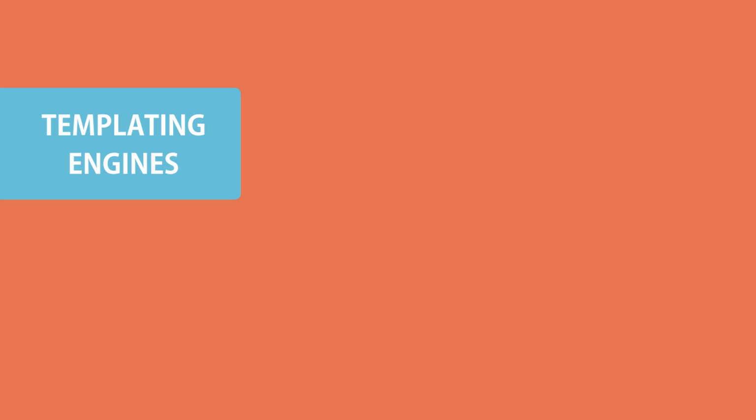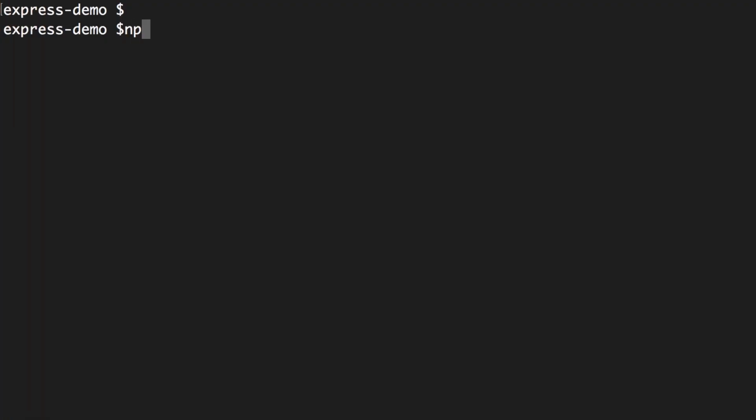The most popular ones are Pug, which used to be called Jade. You also have Mustache and EJS. Each templating engine has a different syntax for generating dynamic HTML and returning it to the client. So in this demo, I'm going to show you how to use Pug to generate a dynamic HTML and return it to the client. So first, let's install Pug.